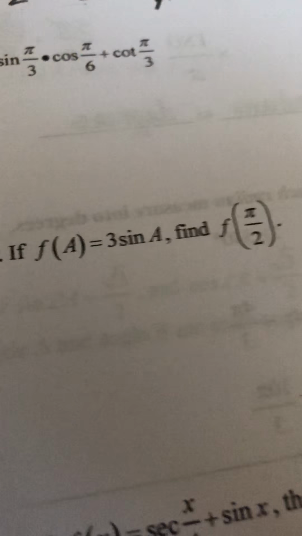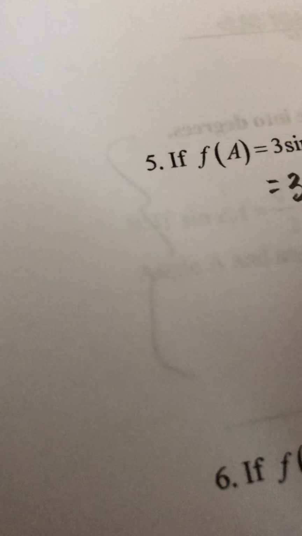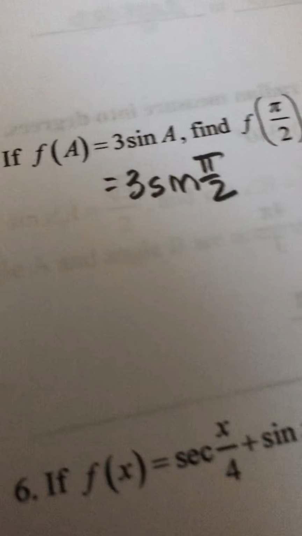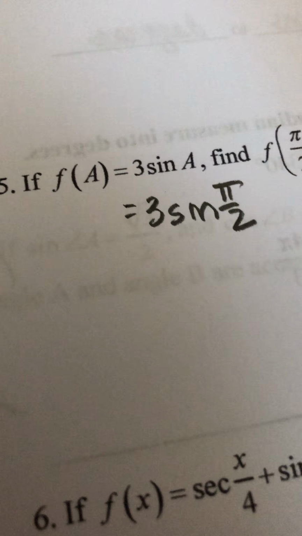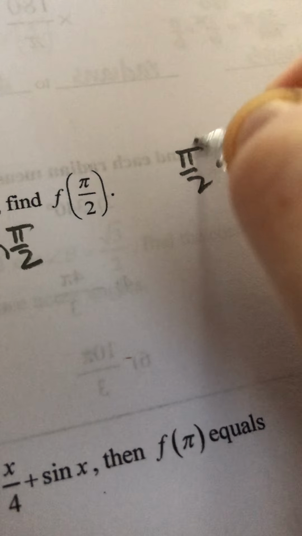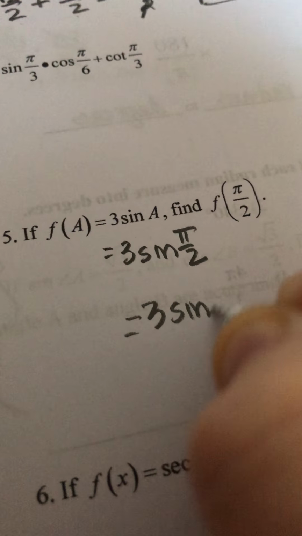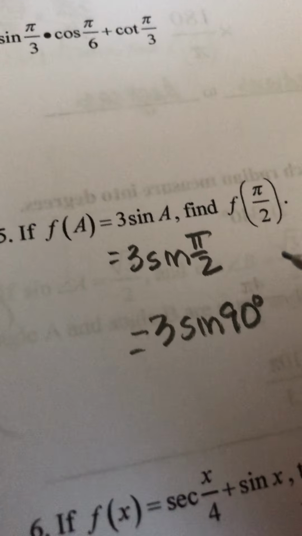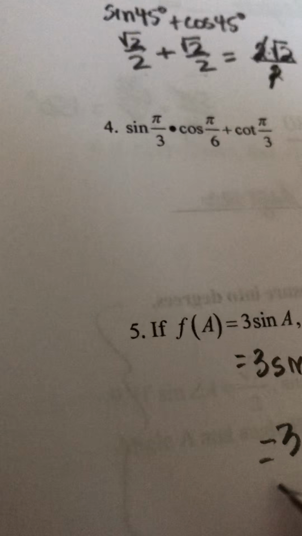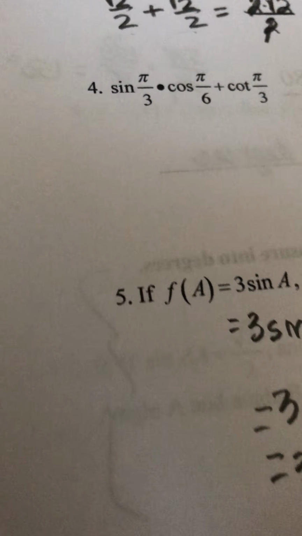Now let's see, number 5. f of a is 3 sine a. We want f of pi over 2. So that means we're going to do 3 times the sine of pi over 2. Well, pi over 2, again, converting to degrees, the pi's cancel out. We have 90. So it becomes 3 times the sine of 90. Going back to our chart, sine of 90 is 1. So 3 times 1 is 3.